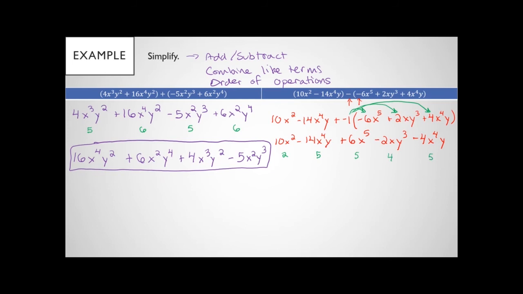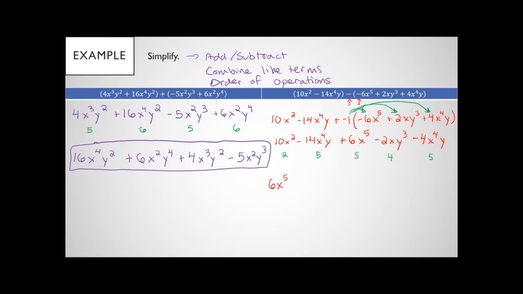So when I start combining my like terms, I'm going to start with all the degree 5s and look for what are like terms, and then work my way down. So I have 3 things that are degree 5, and I want the one that has the highest power on x, so the x to the 5th. That doesn't match with anything else. I don't have anything else that's x to the 5th, so I'm going to start with 6x to the 5th.